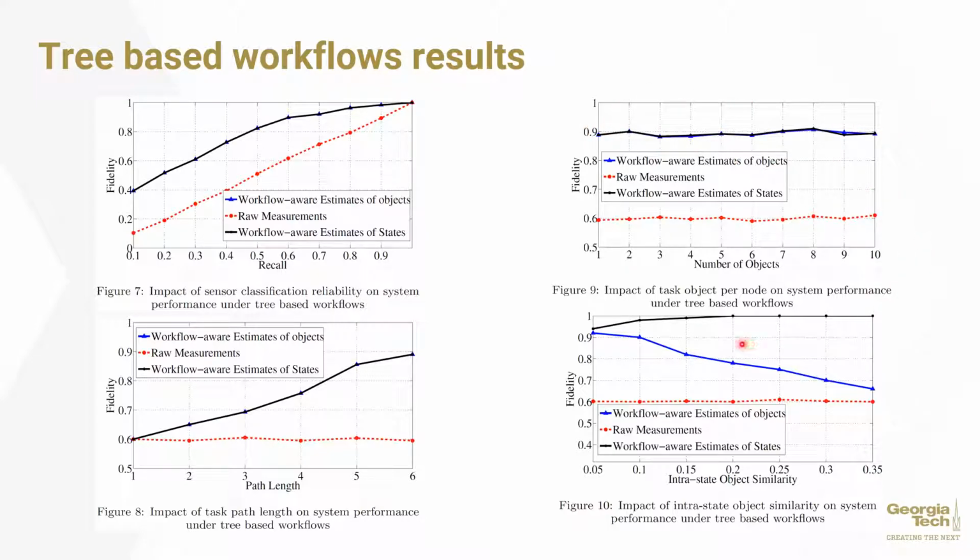And then back onto figure 10, similar to the graph-based workflows and the tree-based workflows, again, we're finding that the estimate of objects workflow is not as accurate as the estimate of states workflow when you have objects that are similar. And then if you look at the system accuracy, it's nearly 1, if not exactly 1 for the estimate of states system, which is overall going to be the better system here.